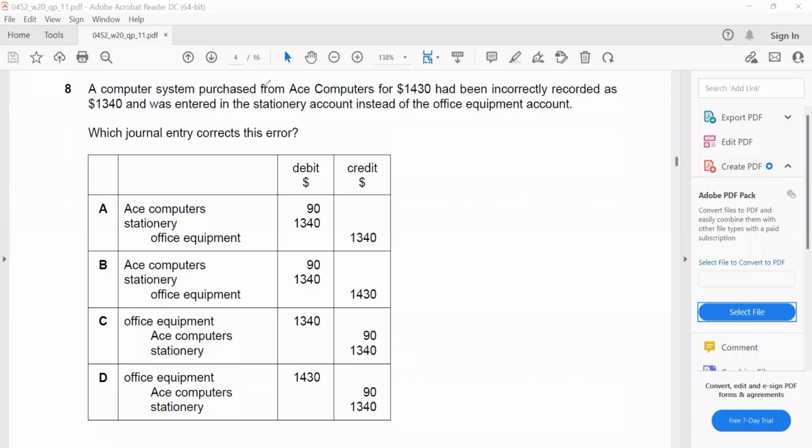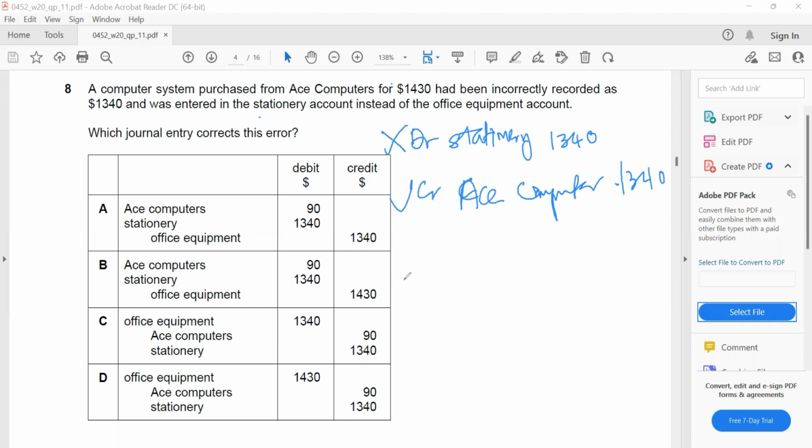A computer system purchased from Acer Computer for 1,430 has been incorrectly recorded as 1,340 and was entered in the stationery account instead of the office equipment. So first of all, this amount was recorded as debit stationery, and the amount is 1,340, and credit this one, Acer Computer, 1,340. This is correct. This is the wrong.